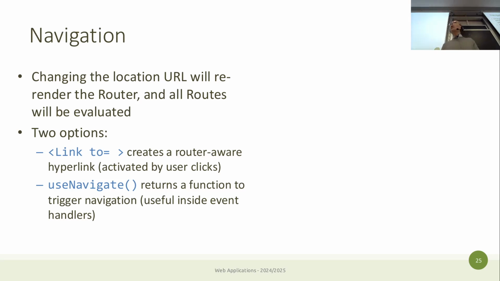Or you can get a function you can call to navigate to a new URL. Because sometimes it's not convenient to have components. If you are in an event handler, you cannot just return JSX. It's an event handler, it's JavaScript code. You need to call a function. And this useNavigate is a function provided by the router library that returns a function you can call to navigate to a new URL.